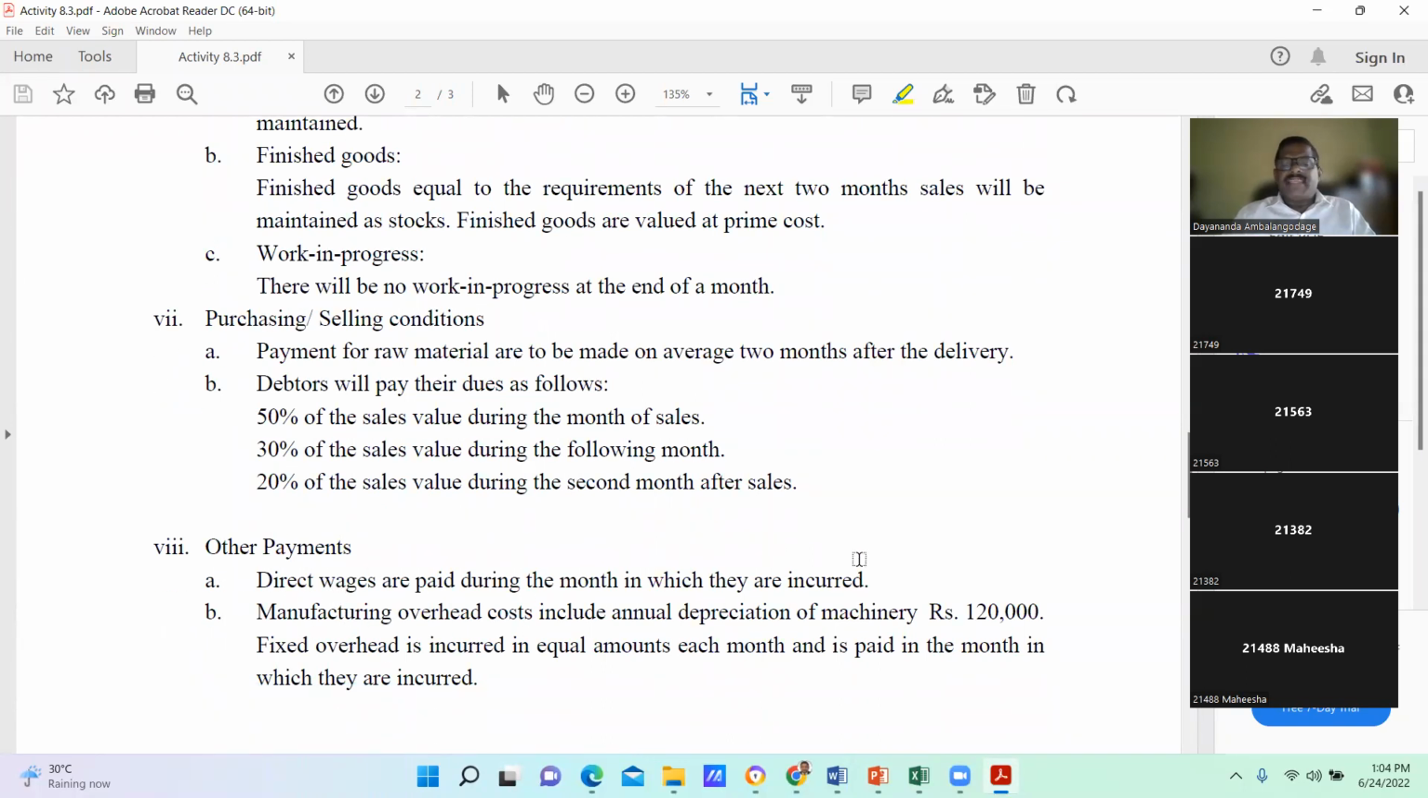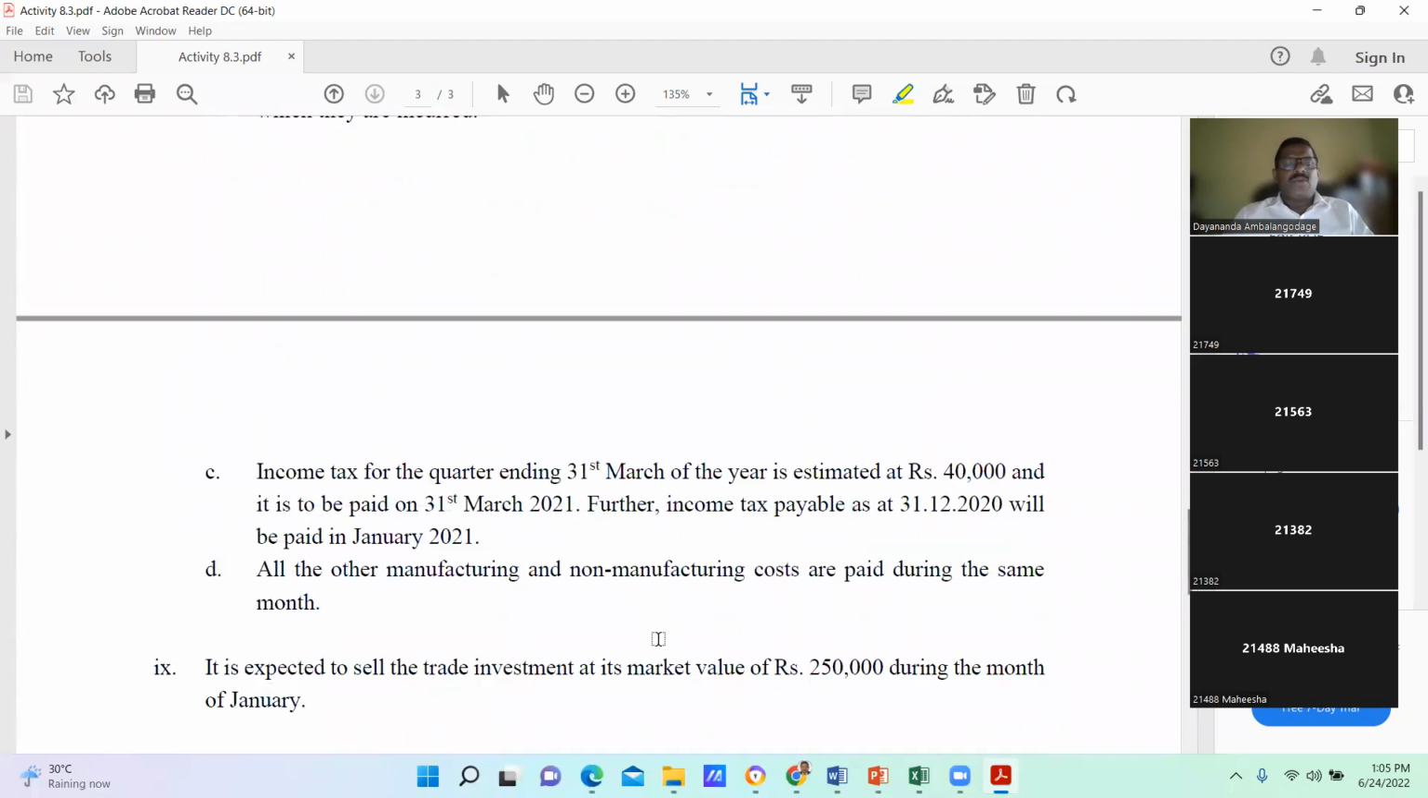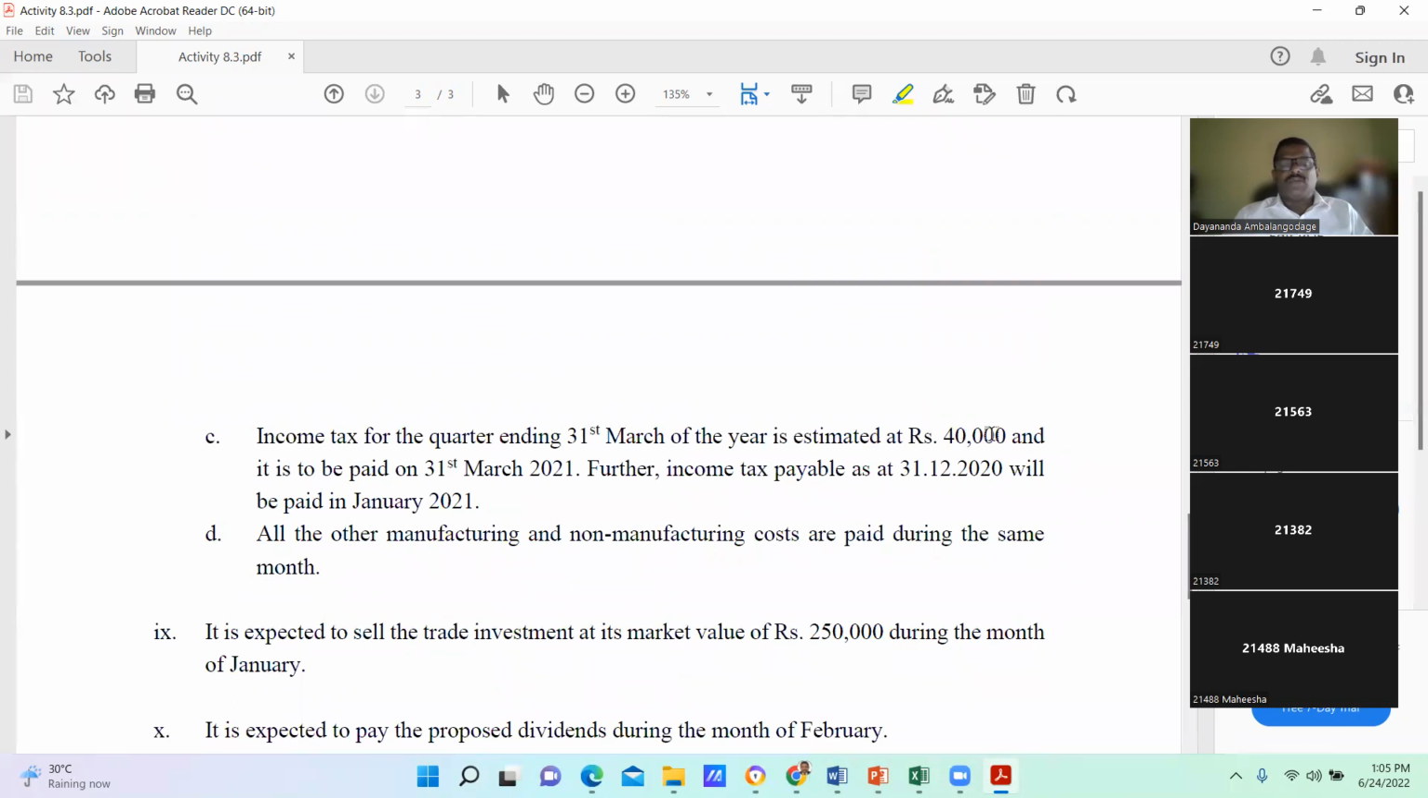Then the direct wages are paid in the month, and also manufacturing depreciation. Annual depreciation is 120, so monthly depreciation is 10,000 and for 3 months is 30,000. Fixed overheads are paid in the month. Income tax for the quarter ending is 40,000, and the income tax payable as at 31st December will be paid in January.